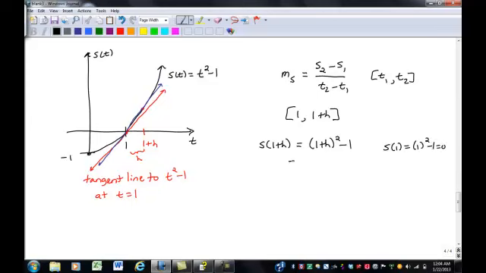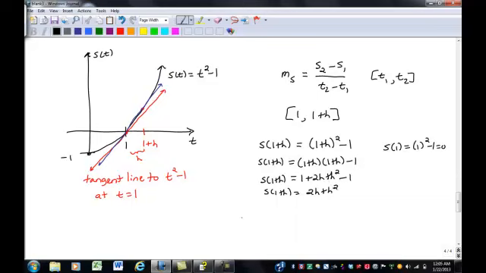Well, I can expand this out. Remember, you have to FOIL. A lot of people forget to FOIL here, just because it's easy to forget when you're thinking about other stuff. But this is one that will show up a lot. And when you FOIL that, you get 2h plus h squared, and then there's that minus 1. So this becomes 2h plus h squared.